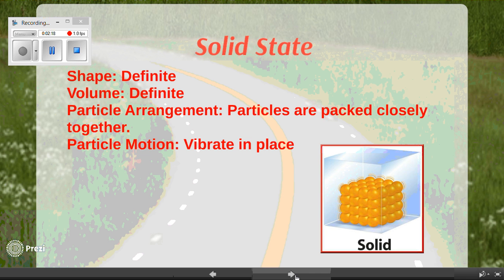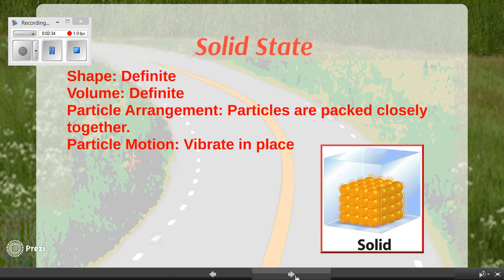The volume is also defined. If I took that same cube and put it in that glass jar, that cube is going to take up a certain amount of space in that jar, which is what the volume is. How much space does this object take up? Well, solids have a defined volume that does not change.